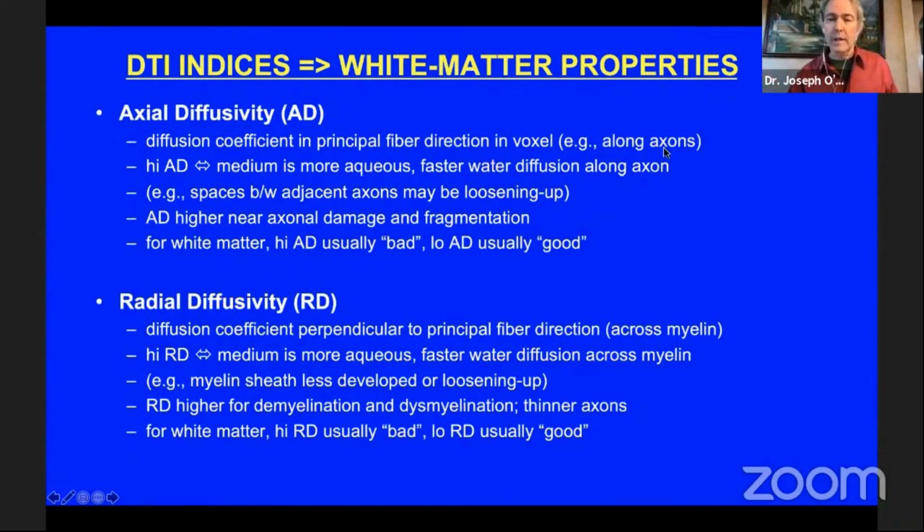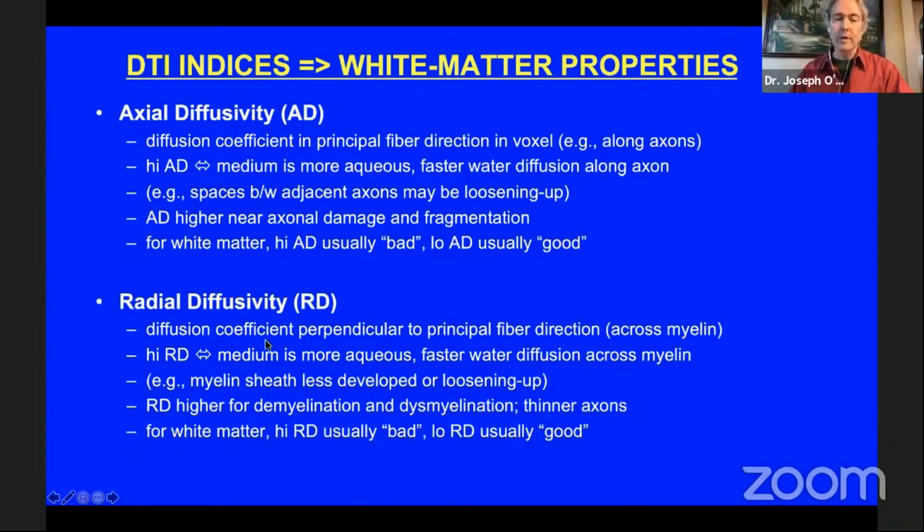along the axons inside the white matter. High AD again corresponds to a medium that's more aqueous, faster diffusion along the axon. That could happen if, say, the spaces between the adjacent axons are loosening up, allowing more extracellular fluid in there. AD is higher near axonal damage and fragmentation.